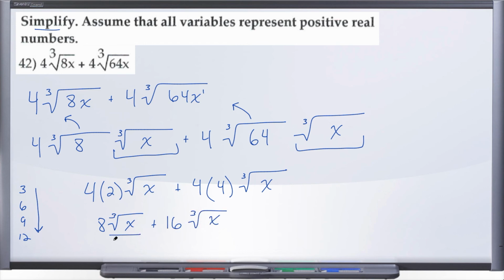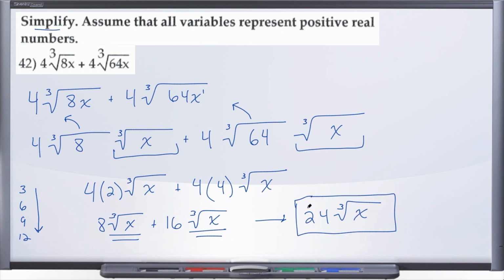And now that we have matching identical radicals, these two terms are considered like terms, and we can go ahead and simply add those coefficients. So 8 plus 16 gives us 24, and then we go ahead and rewrite the bad stuff radical. And so our final answer for number 42 is 24 times the cube root of x.